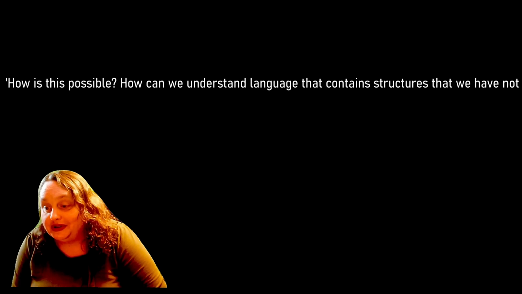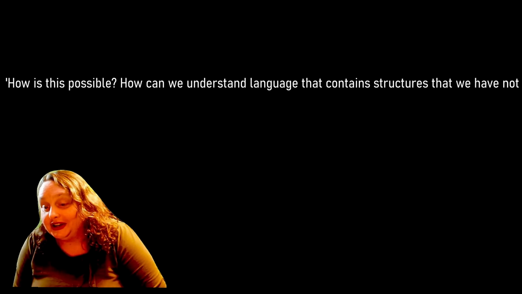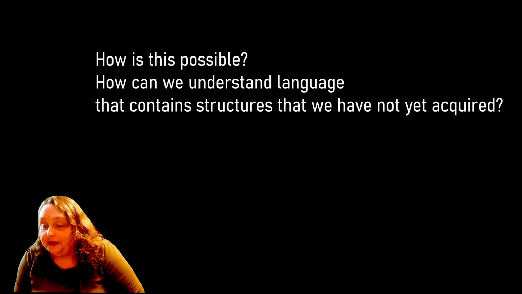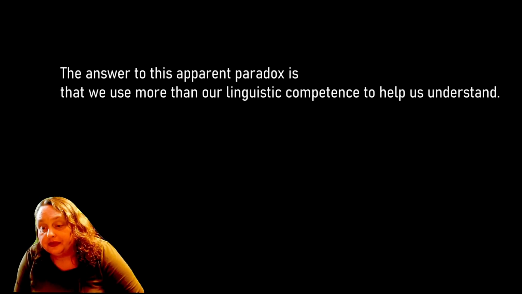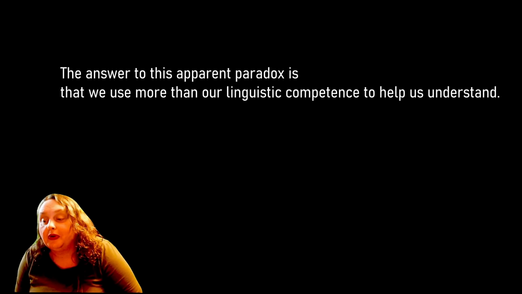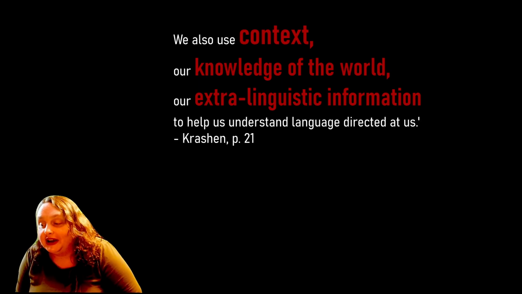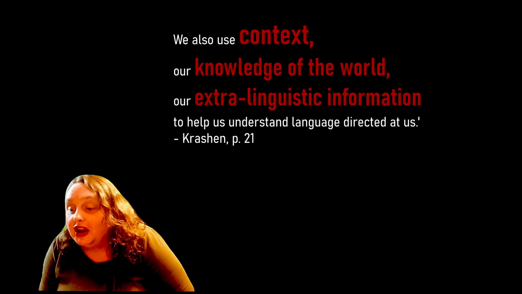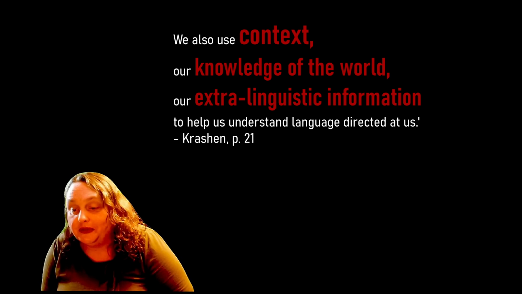We acquire, in other words, only when we understand language that contains structure that is a little beyond where we are now. How is this possible? How can we understand language that contains structures that we have not yet acquired? The answer to this apparent paradox is that we use more than our linguistic competence to help us understand. We also use context, our knowledge of the world, our extra-linguistic information to help us understand language directed at us. In other words, we understand these aspects of our target language that we haven't acquired yet because they're placed in a context where we can make sense out of the meaning anyway.